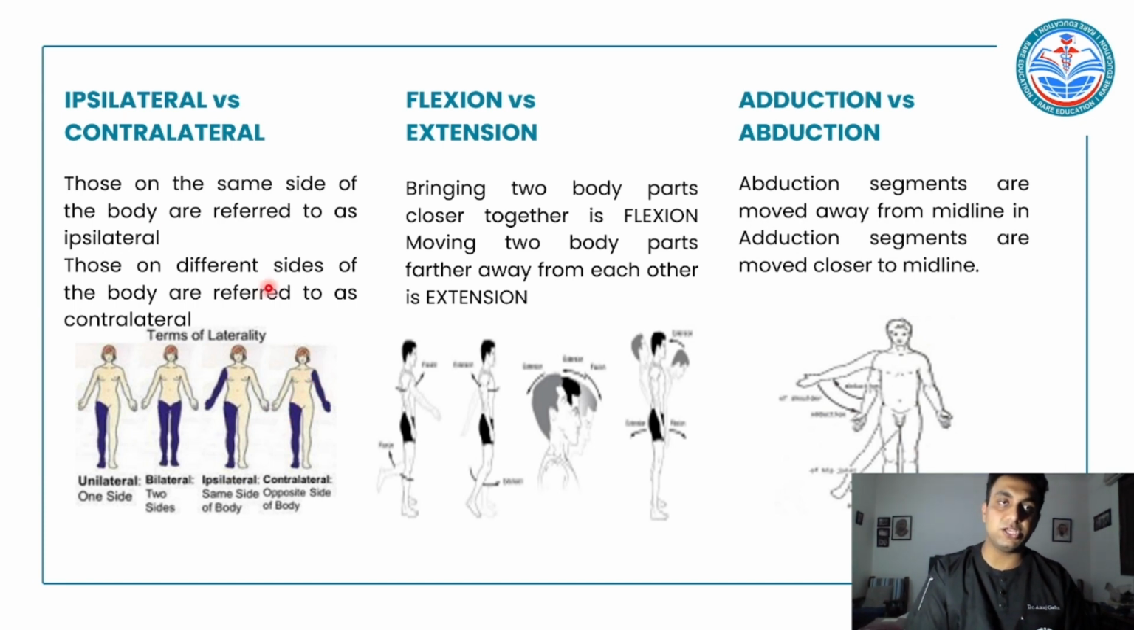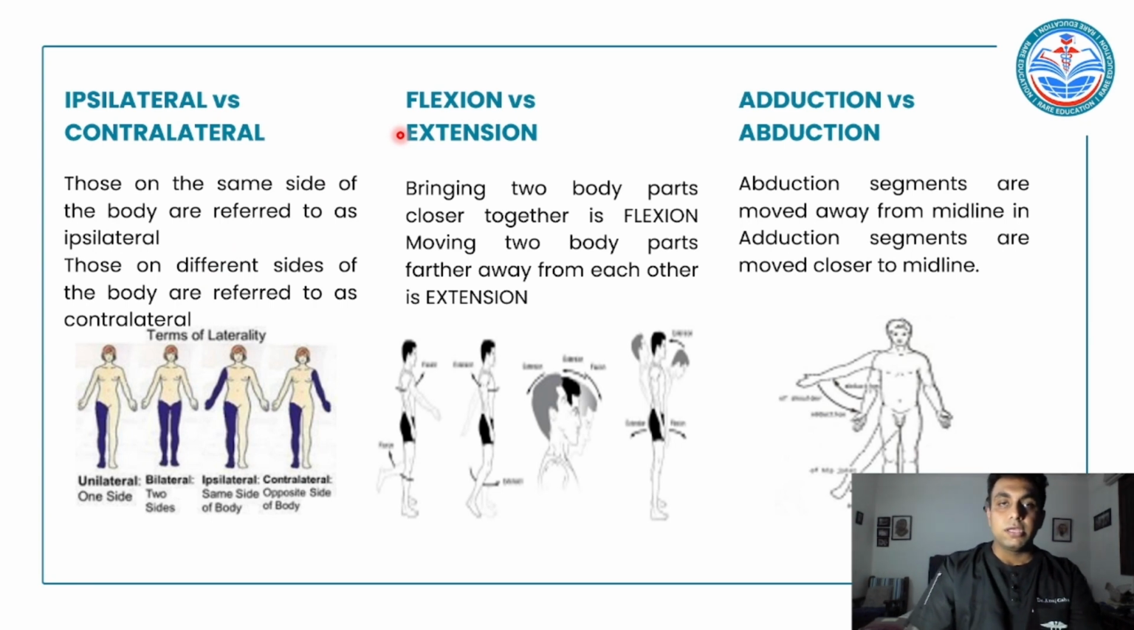So let us see the definition. Contralateral and ipsilateral. Those on the same side are called ipsilateral. These can be the fingers on the same side. This can be the arm and the leg on the same side. This can be the tumor on the same side. So anything that is on the same side is called ipsilateral. Anything that is on the different or the opposite side is called contralateral.